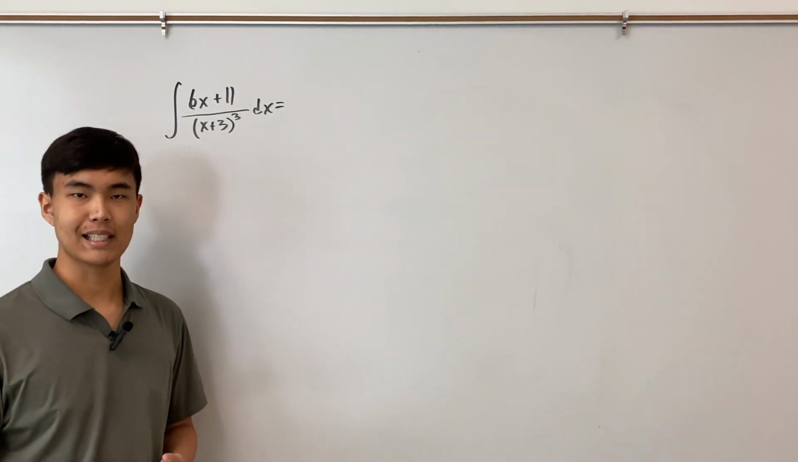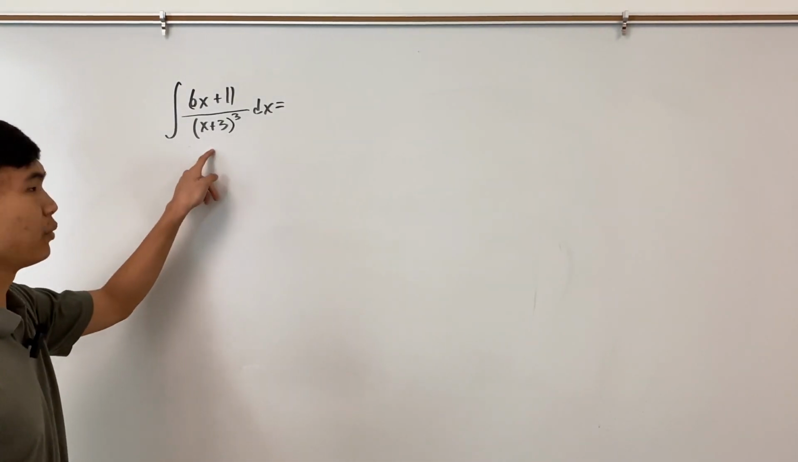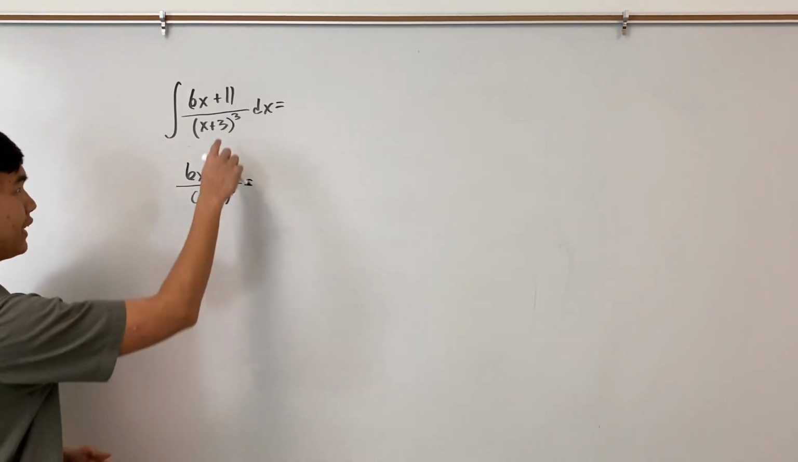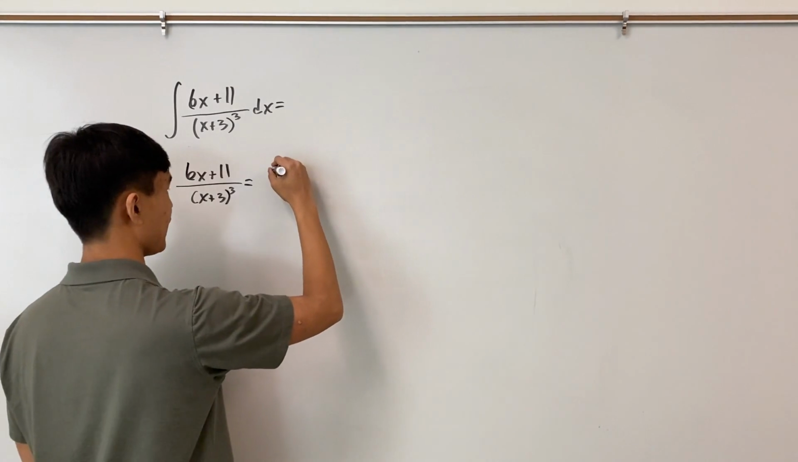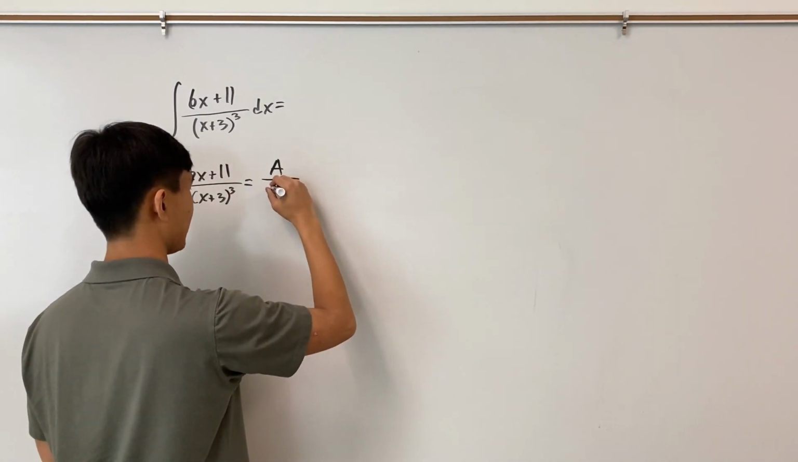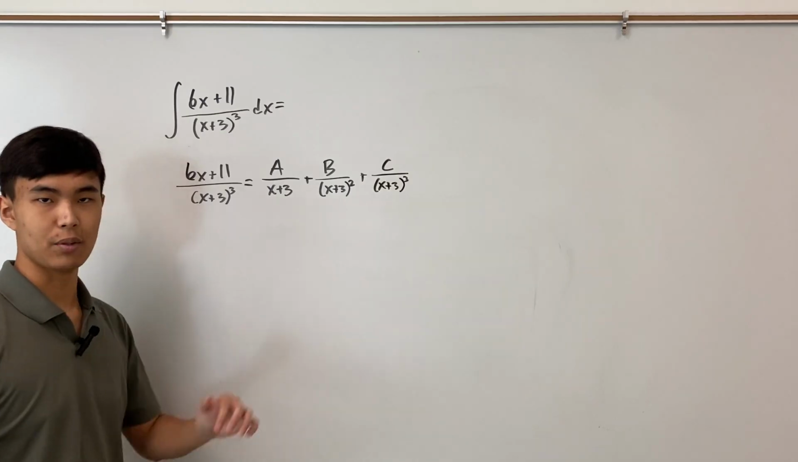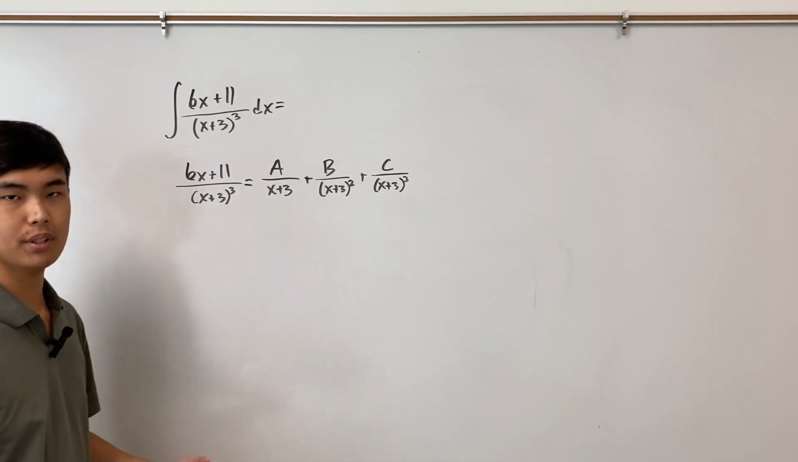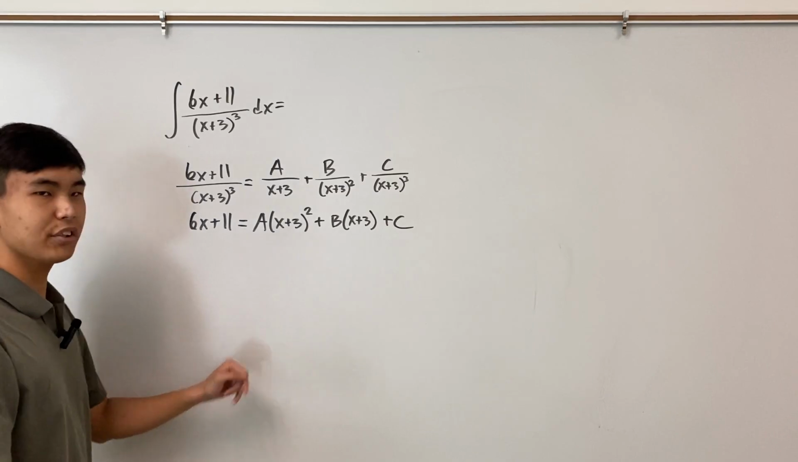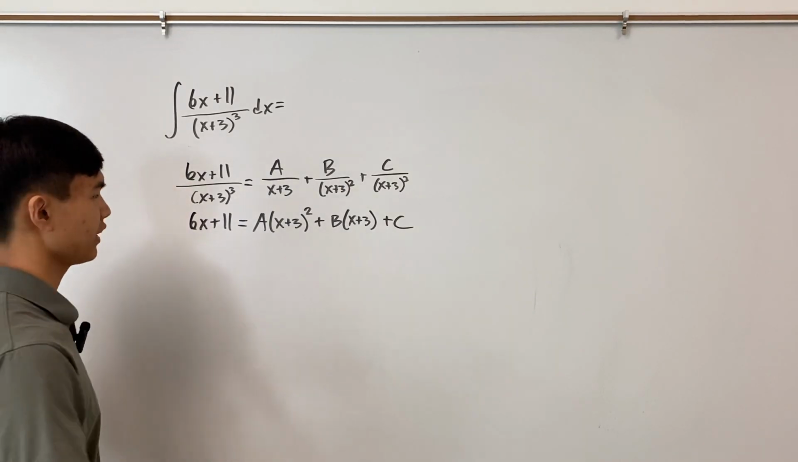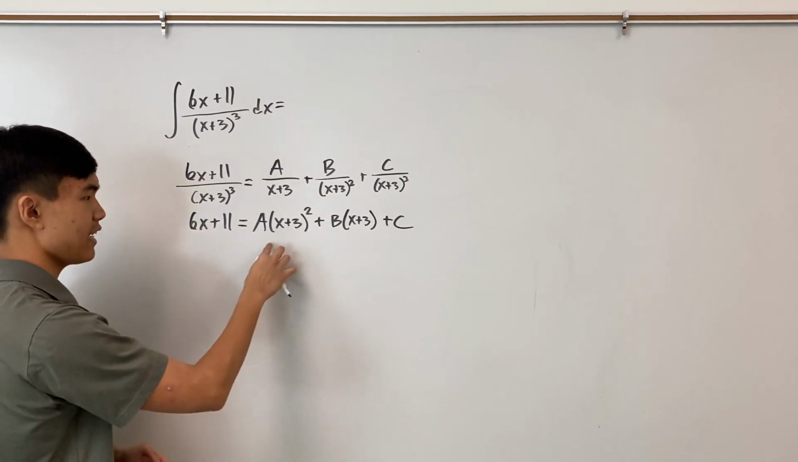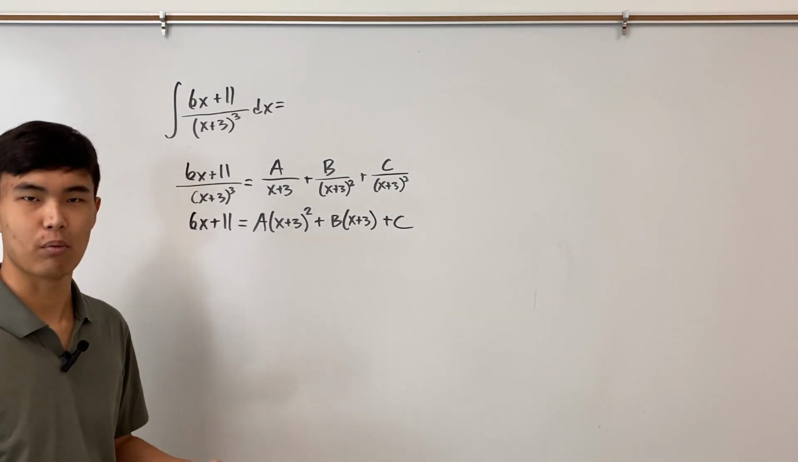Okay, now we have a similar scenario, except we have a repeated linear factor here. So if you remember, the way to decompose this is we're going to have one factor for every value of n, like so. And then now I'm going to multiply both sides by x plus 3 cubed, like so. But now you'll notice if we try to use the cover-up method and plug in x equals minus 3, then that gets rid of a and b at the same time, so that won't work.